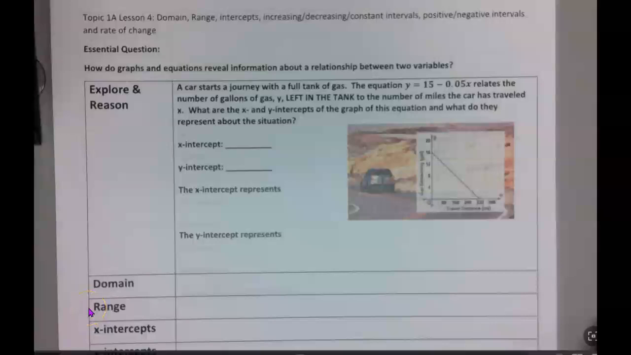This is Mr. Campbell. This is topic 1A, lesson 4: domain, range, intercepts, increasing, decreasing, constant intervals, positive and negative intervals, and rate of change.